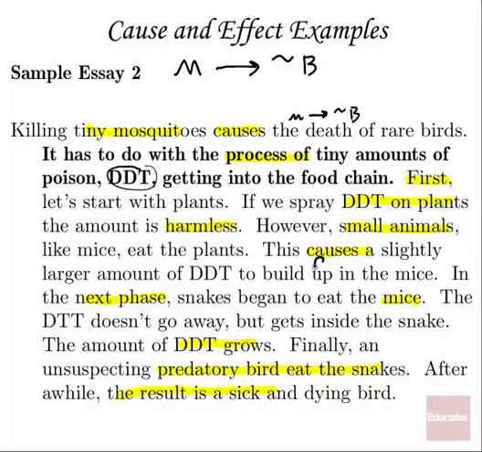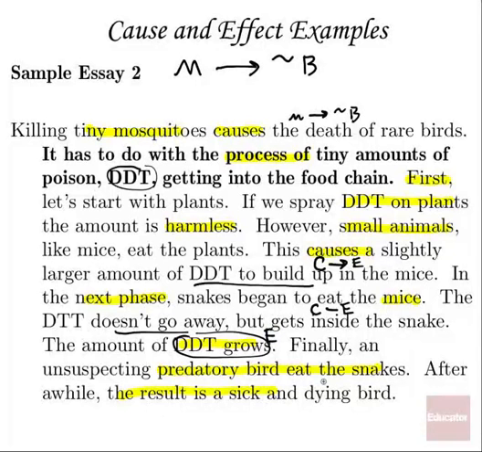So let's go ahead and say that's a cause. DDT is built up in the mice. There's one cause and an effect. In the next phase, snakes begin to eat the mice. Okay, so what's the cause and effect that's going to happen here? The DDT doesn't go away, but gets inside the snake. Okay, so here's another cause and effect that's happening. The amount of DDT grows. Could even just put that there as a single effect.